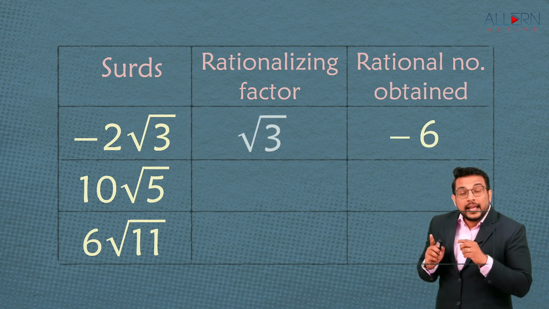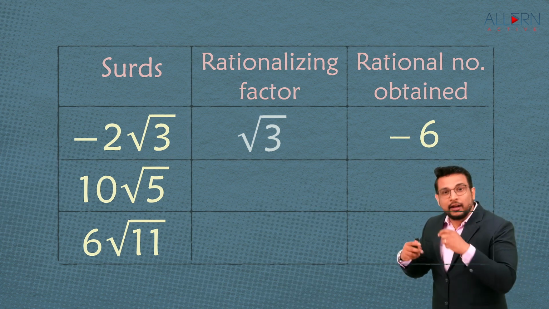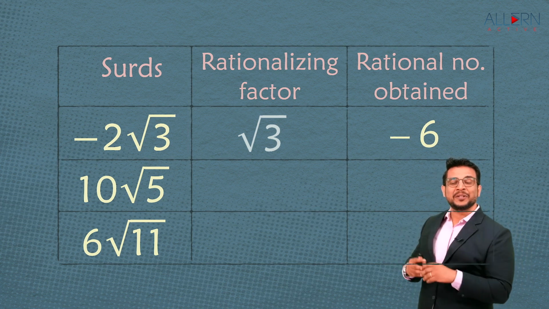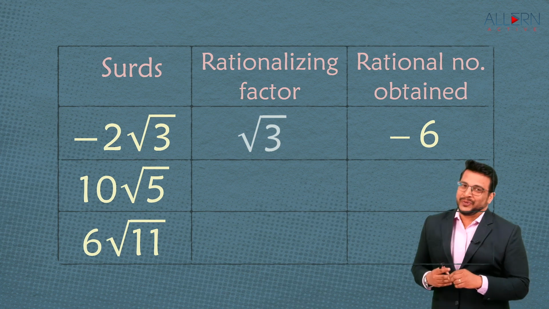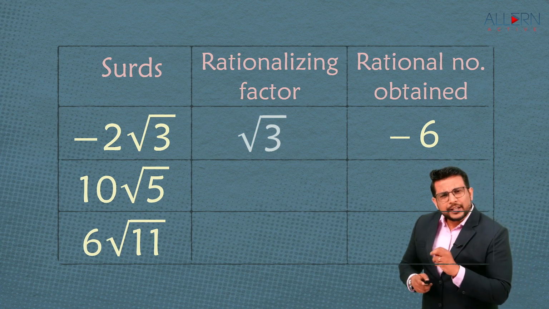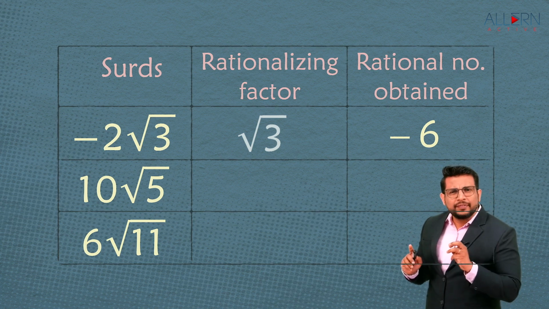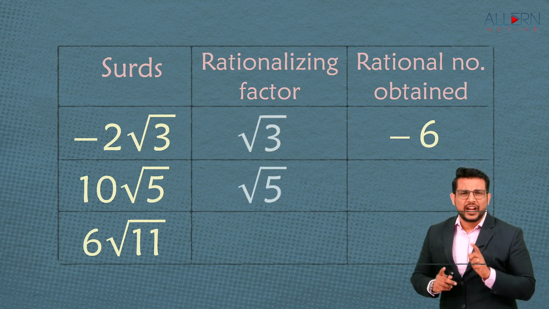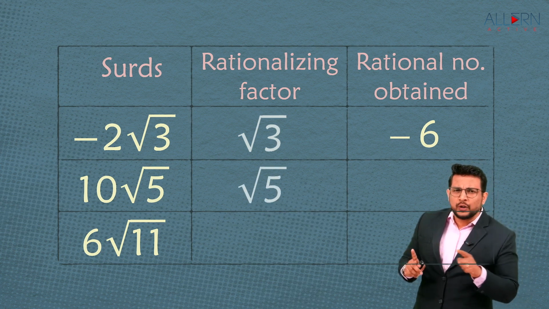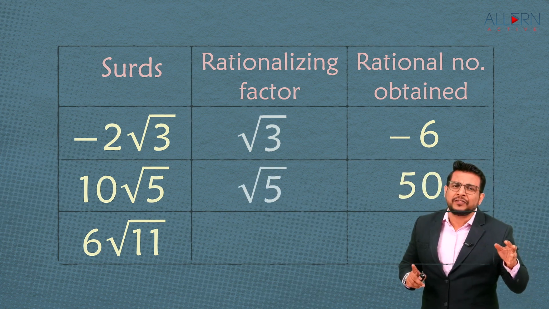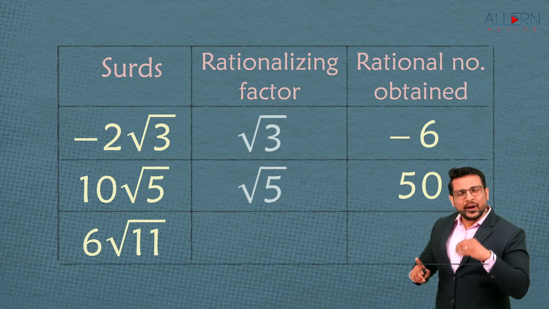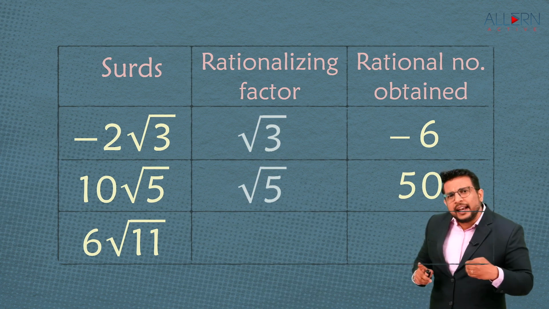That means root 3 is the rationalizing factor for that monomial surd, that is minus 2 root 3. Isn't that easy? Beautiful. So now it is 10 root 5. You'll say 10 is rational, root 5 is irrational. So what do we multiply to make it rational? Root 5. 10 would remain as it is. Root 5 into root 5 is 5. So 10 into 5 is 50. Beautiful. Let's go ahead. It says 6 root 11.